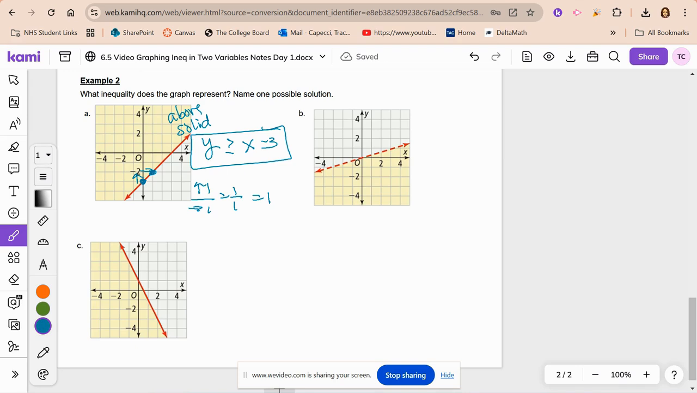Now, one possible solution is really anything in the shaded region. So I'm going to go -4, 1. That's a solution. That would be okay.